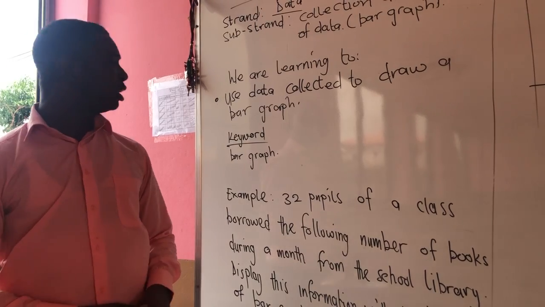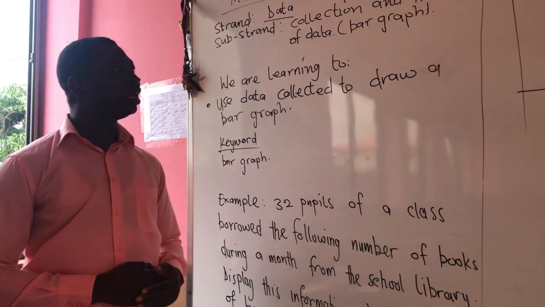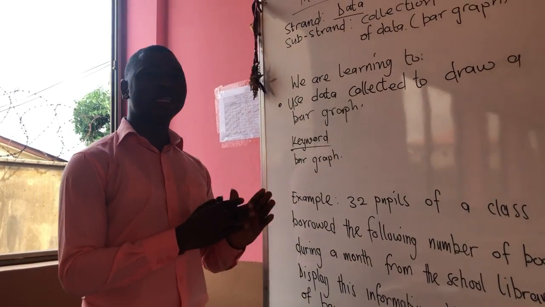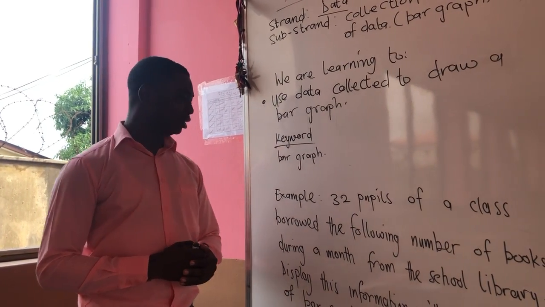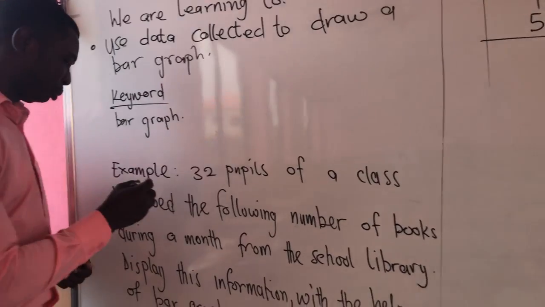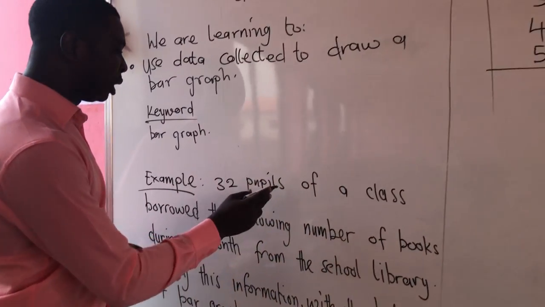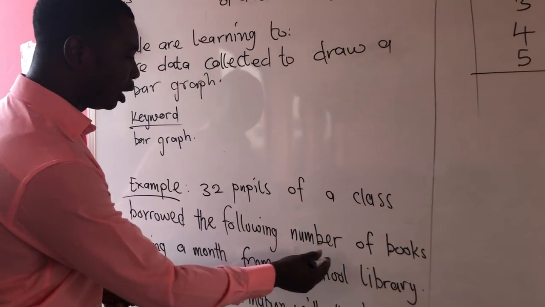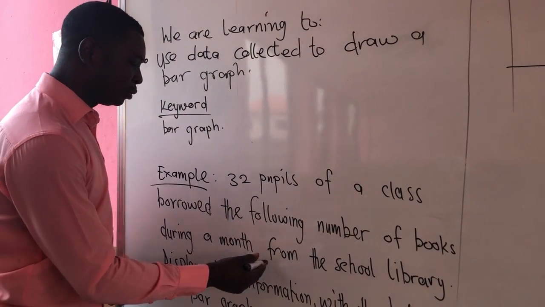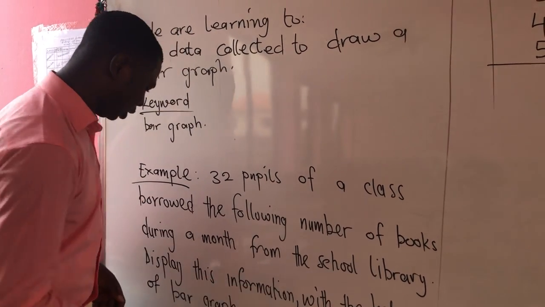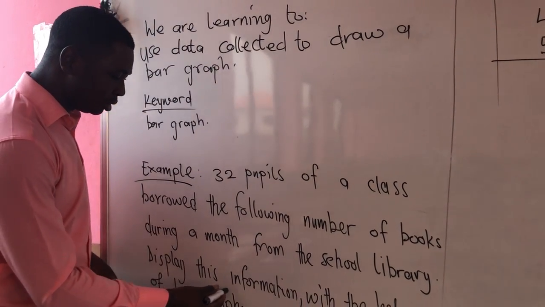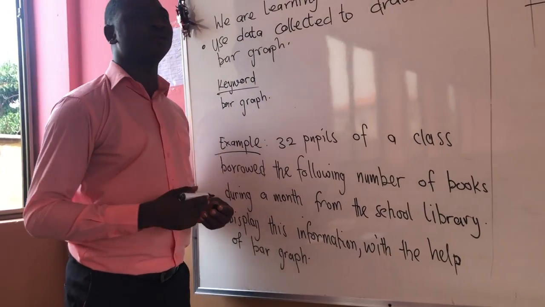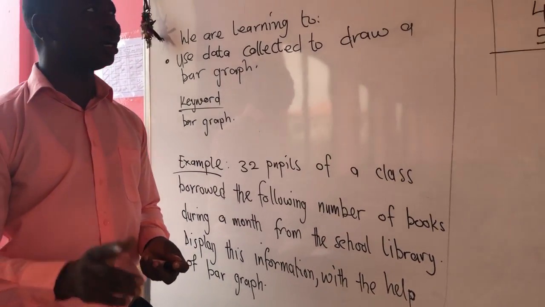So we are going to take our first example and then plot a bar graph using the data given to us. So, example: 32 pupils of a class borrowed the following number of books during a month from the school library. Display this information with the help of a bar graph.